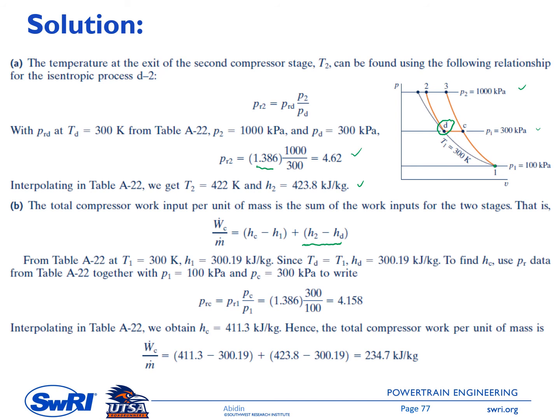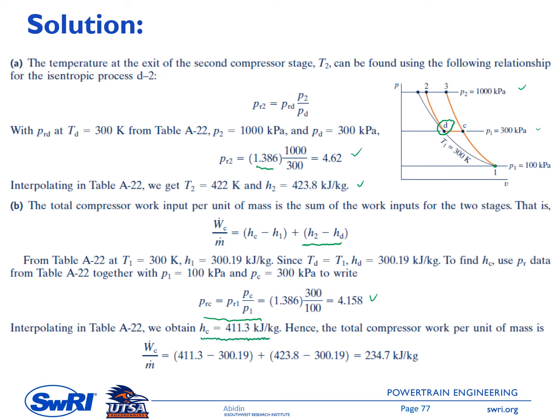Okay, and then we have H1, we have H2, and then Hc, you can get it from the correlation of the pressure ratio, PR ratio. So Pc over P1 here is 300 over 100, so it's 3. And then PR1, you can get it from table A22 at 300 Kelvin. So you will get PRc here is 4.158. So once you get PRc, you should be able to get the enthalpy at c here.